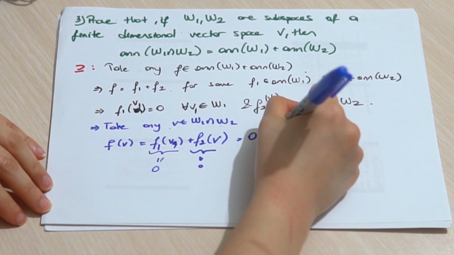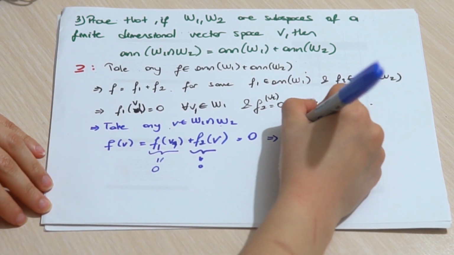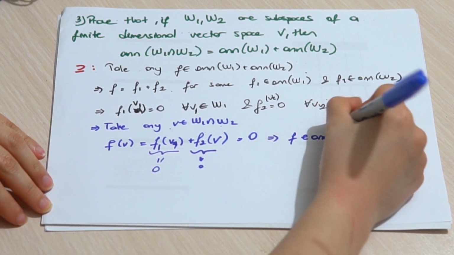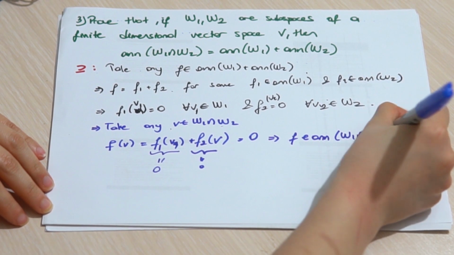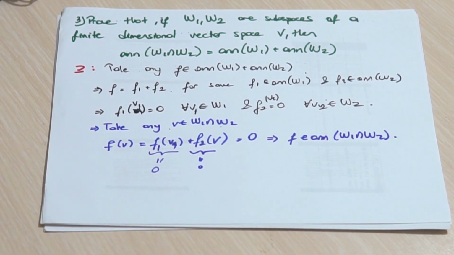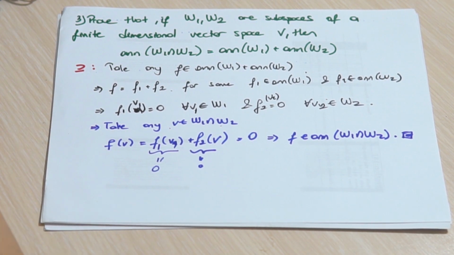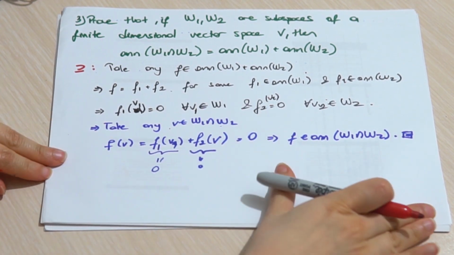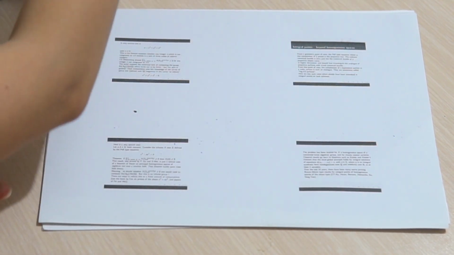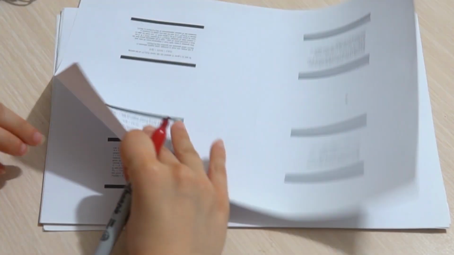So this implies that f is in the annihilator of W1 intersection W2. So this completes this side. Let's look at the other side. Let's show it for the other side.